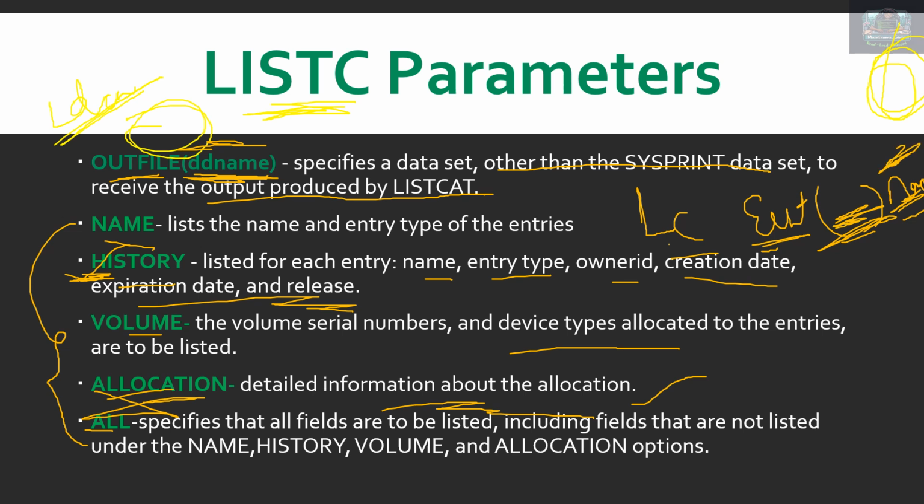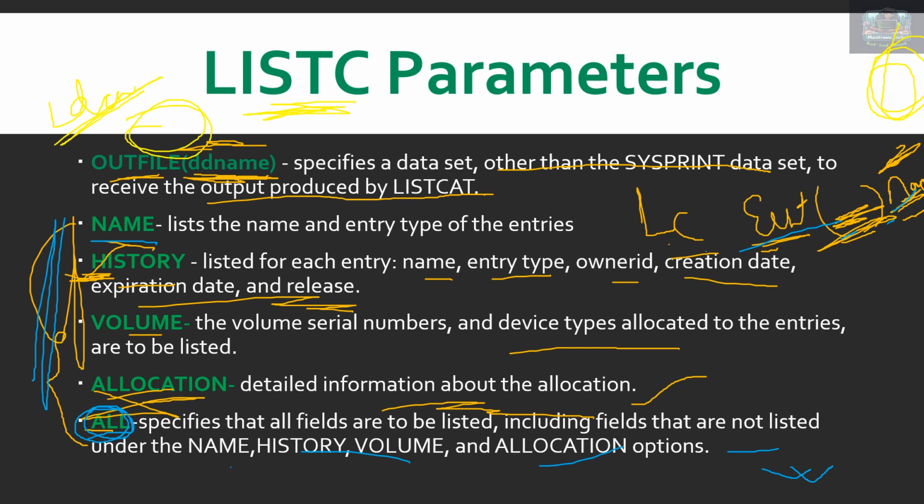But if you want all this information to be displayed at once, not just specified information, you will give ALL. So this is the basic command which you use: LISTC ENT, dataset name, space, ALL. So you'll get every piece of information about the dataset. It will give name, history, volume, allocation, attributes, when it got created, where it got created, what year it got created, and the expiration. If it's a tape file in a tape library, it gives all the information, such as the retention period. This is the heart of the LISTC command, which you use everywhere.